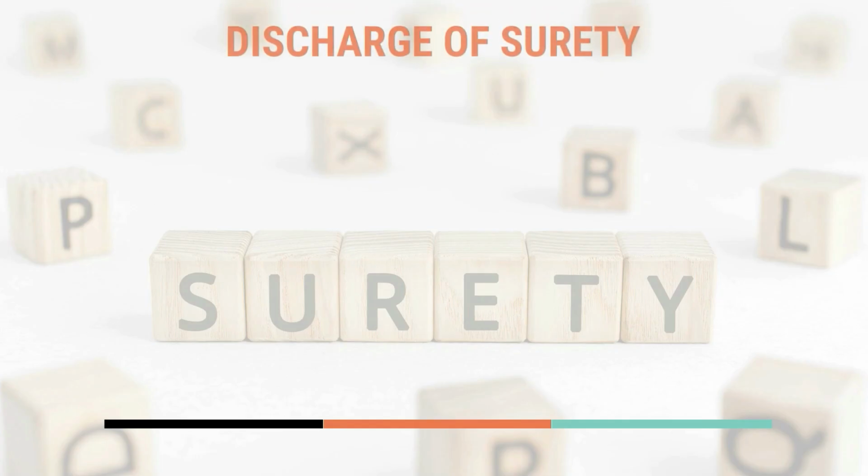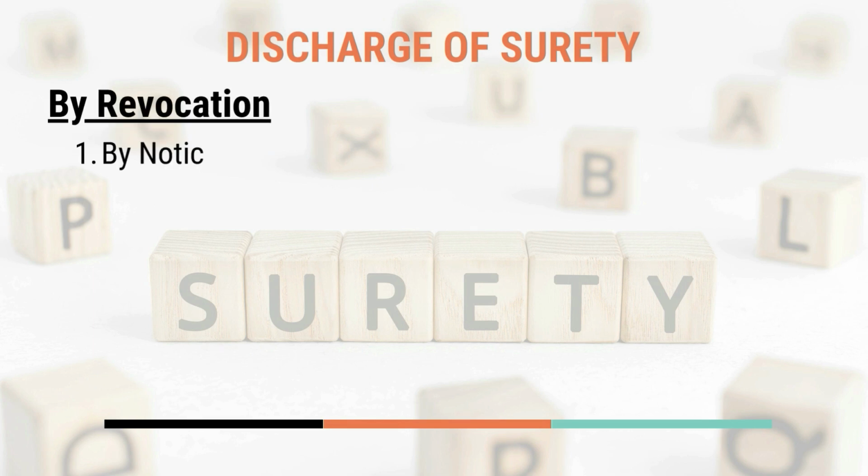One way is by revocation. So in case the surety wants to come out from the contract, then he can do so by revocation, that is by passing the notice as per the contract. So in case the contract demands, they must issue 1 month prior notice to leave from the contract, to withdraw from the responsibility. Then by giving that notice, the surety can be relieved.